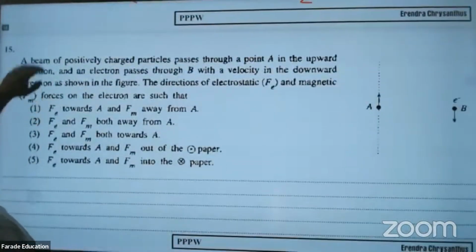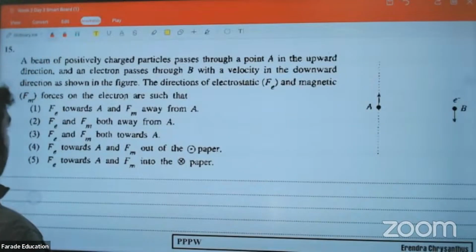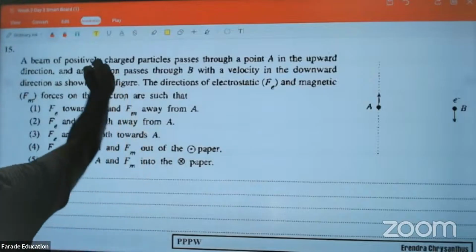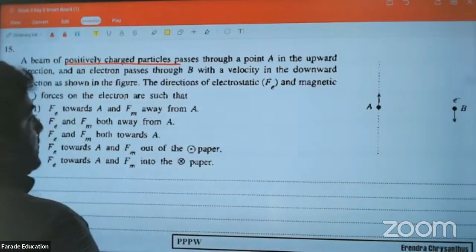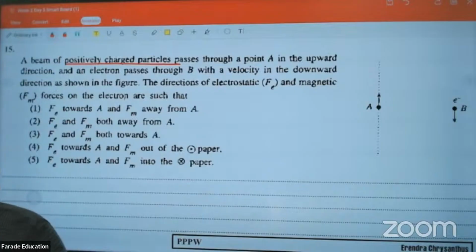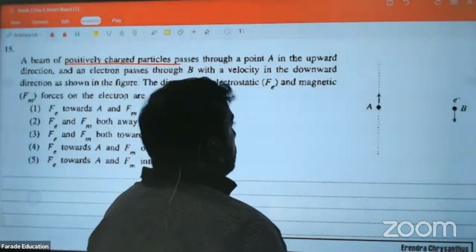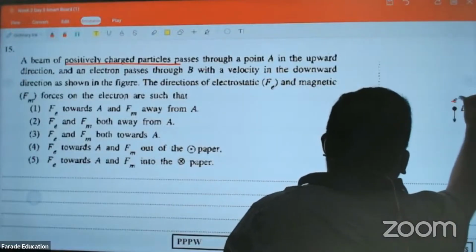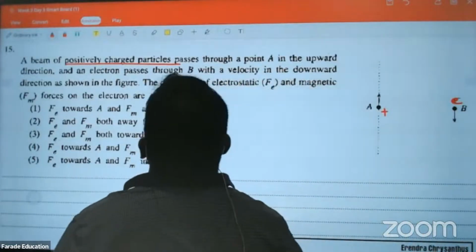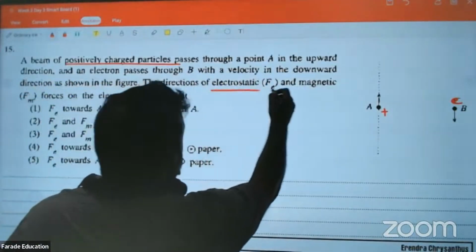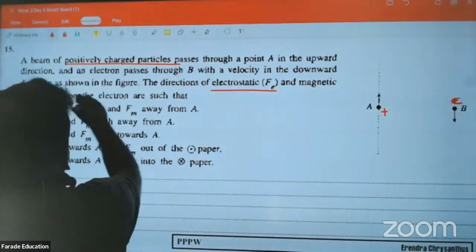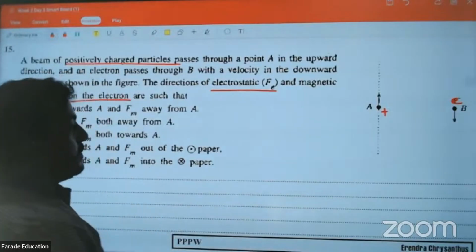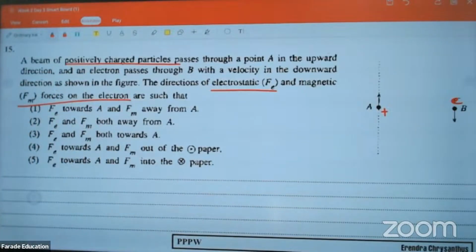Right. Next one. A beam of positively charged particles passes through point A in the upward direction and an electron passes through B. The direction of the electrostatic force and the magnetic force on the electron are such that, okay, electrostatic force, look at the board now.